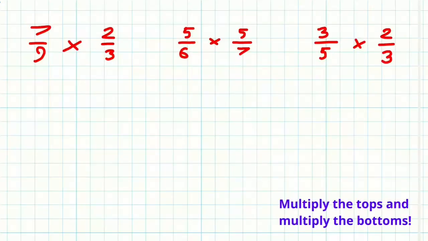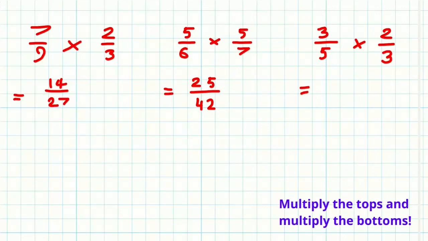So, quick check. Pause the video if you need to. 7/9 times 2/3, we would do 7 times 2 and 9 times 3. So the answer would be 14/27. The next one would be 25/42. And this third one, first we'll do 3 times 2, get 6. And then 5 times 3 is 15.